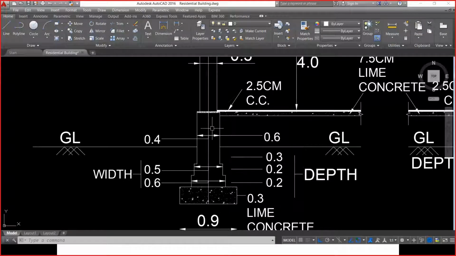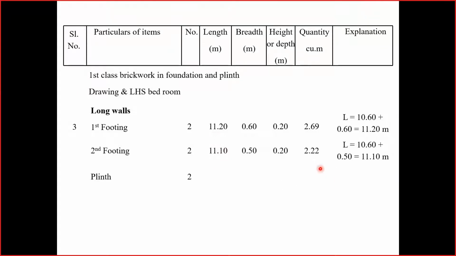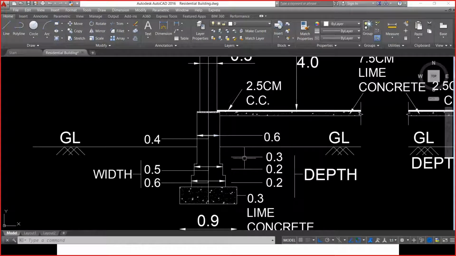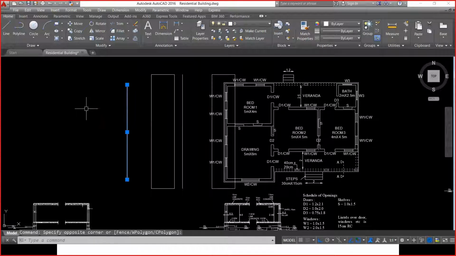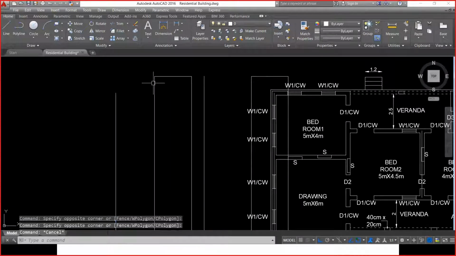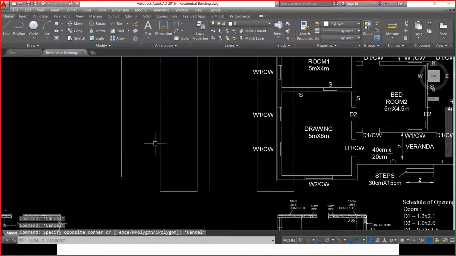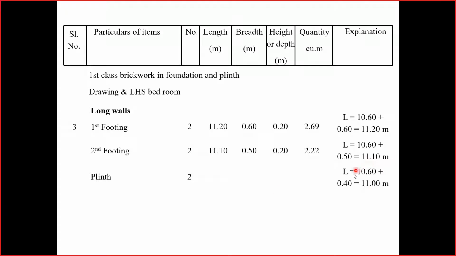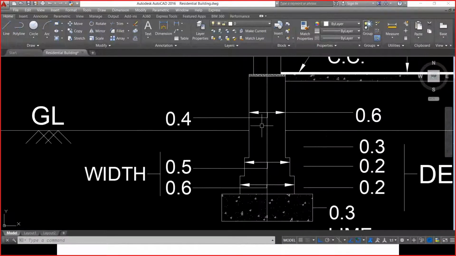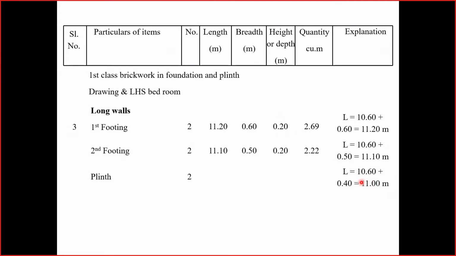Moving on to the next item, that is the plinth. In the plinth again, there are two long walls, and for the length calculation, the center to center distance is already known, 10.6 meter. Let's say this itself is the plinth area. I know the center to center distance, but I want the actual length. If you observe, there is some length missing here and some length missing here. So add half of the width on top and half of the width at the bottom, which is 10.6 plus 0.4 by 2 plus 0.4 by 2. 0.4 is the width of the plinth, which is mentioned here. So the total actual length of the plinth will be 11 meters.